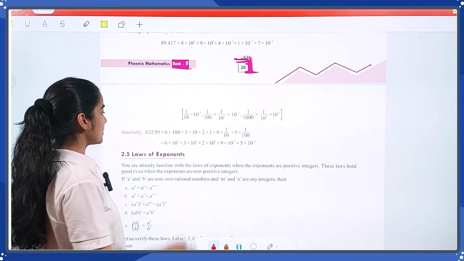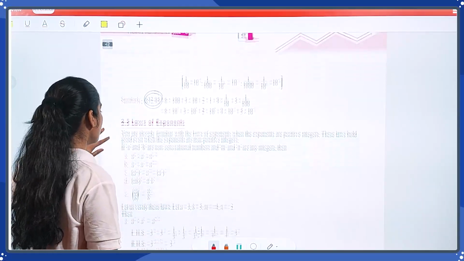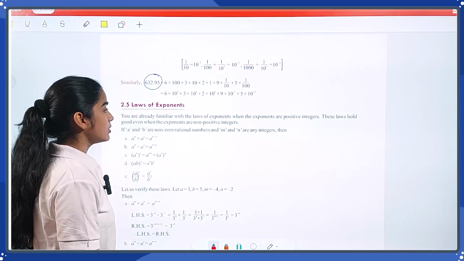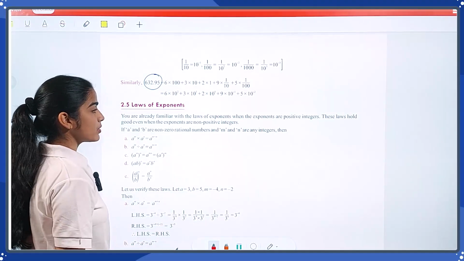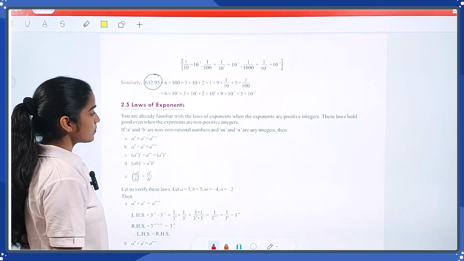The same way you have to expand this number as well. Now, laws of exponents. You are already familiar with the laws of exponents. When the exponents are positive integers, these laws hold good even when the exponents are non-positive integers.